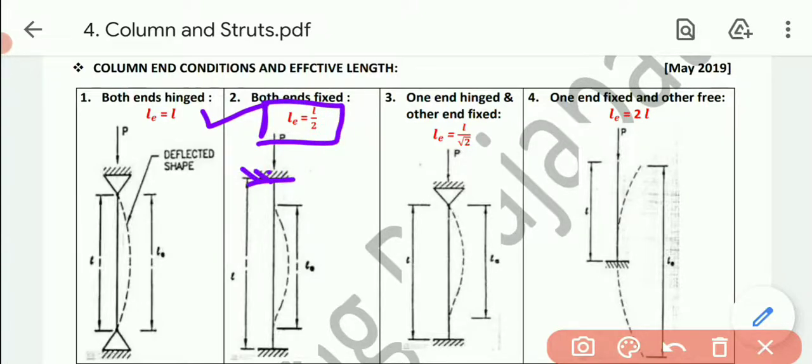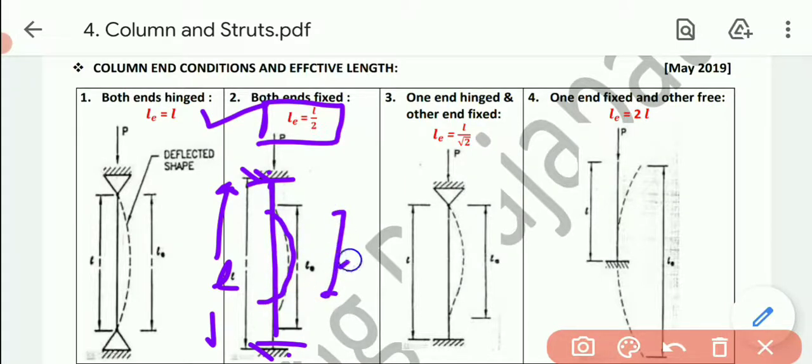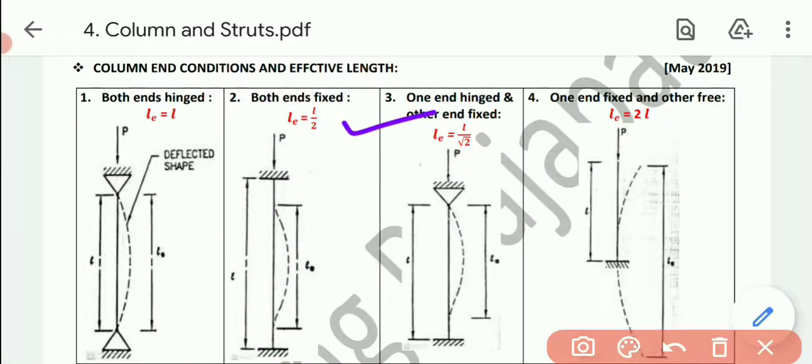As we can see over here, 2 fixed supports are there. This one is our L, while this one is our LE. So LE will be equal to L by 2 when both ends are fixed. Third, one end hinge, one end fixed. So one end fixed, then the other is hinge, like this.